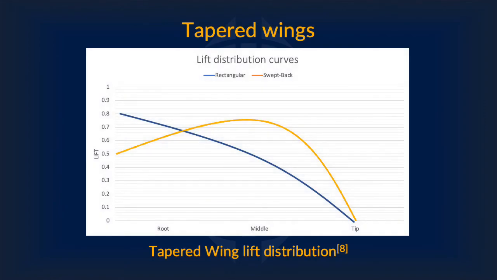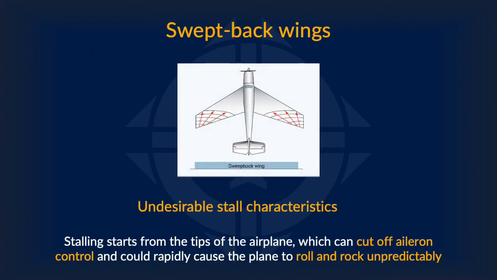Unlike any of the other wings before, as a wing becomes more and more swept back, more lift is produced at the tips, as shown in this very simplified graph, while lift produced at the root decreases at the same time. As a result, swept-back wings have undesirable stall characteristics. Stalling starts from the tip of the airplane because it creates the most lift, and so aileron control is cut off first during a stall. This can cause an airplane to rapidly roll and rock unpredictably and has less warning than if the stall happened at the root.